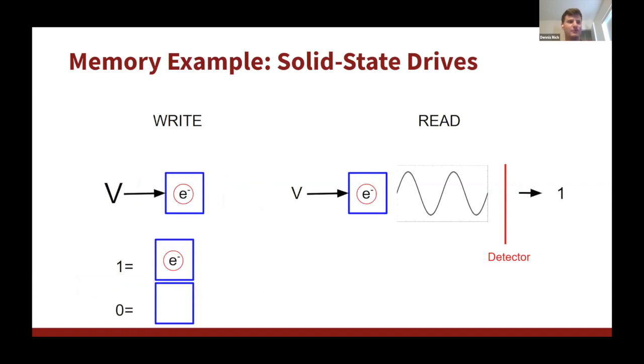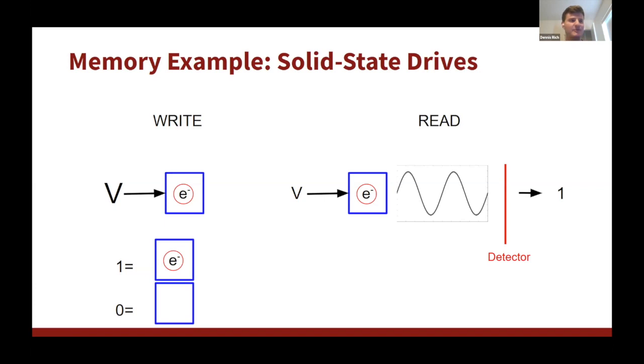So here's one example of a modern memory system, and this is widely in use today: a solid state drive. You most likely have one in your laptop, and they're in flash drives. They're everywhere, and the concept is actually very simple. In a given memory cell of a solid state drive, you either have an electron, that's a 1, or you don't have an electron, that's a 0.